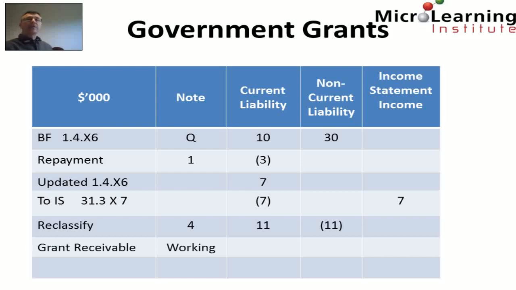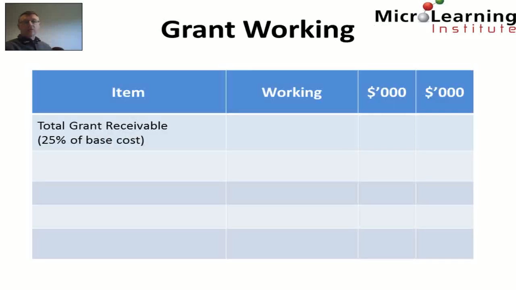Now, in terms of the grant that's receivable, in relation to the piece of equipment that we bought on the 1st of July 20X6, we're told that this plant qualified for a government grant of 25% of the base cost of the plant. So let's look at a working on that grant receivable. The total grant receivable is 25% of the base cost of the plant, and the base cost of the plant is $192,000. So the grant receivable is $48,000.